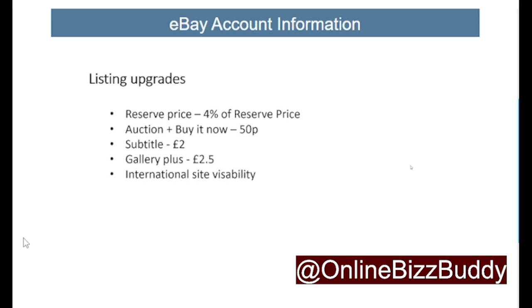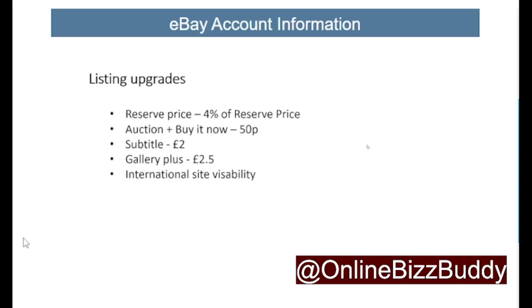If you have an auction item and you wish to put a reserve price on it, that is a price below which the item will not sell, the charge of that is 4% of the reserve price. Bear in mind that adding a reserve price to your auction will reduce the likelihood of it selling. If you want to add a Buy It Now to your auction, that costs 50 pence. The Buy It Now price will still be available until the first bid has been placed on the auction.